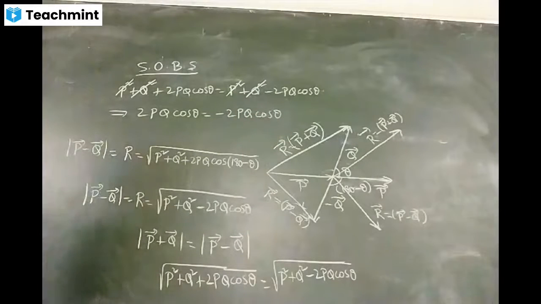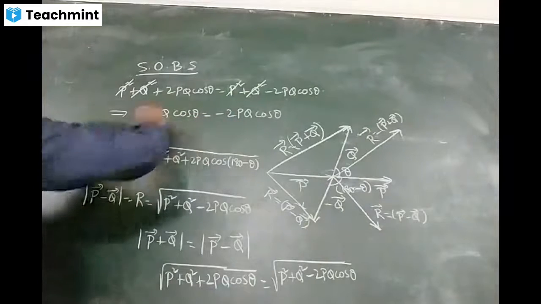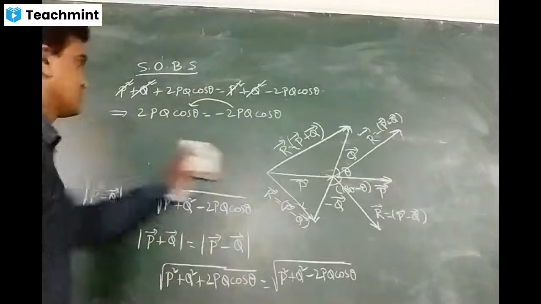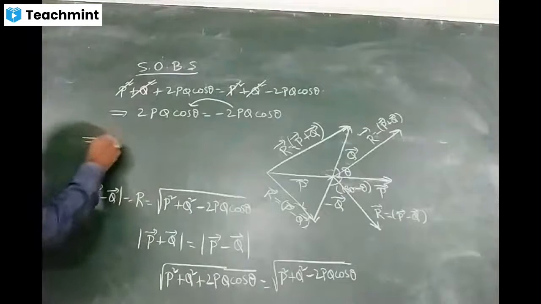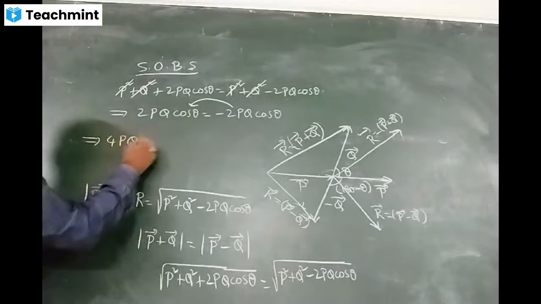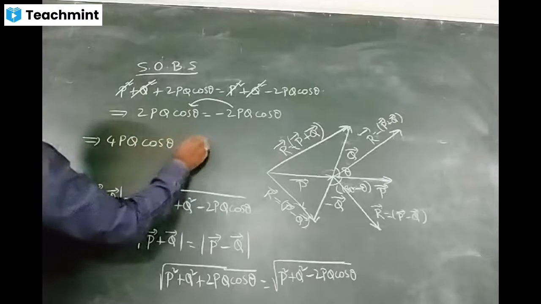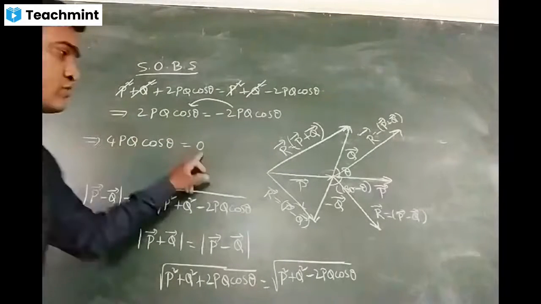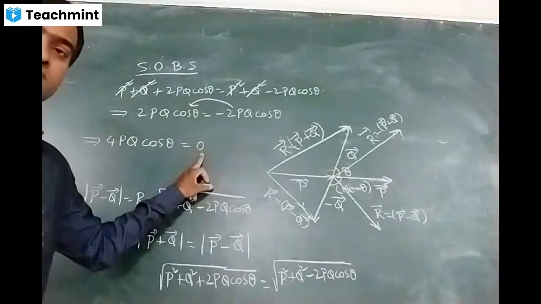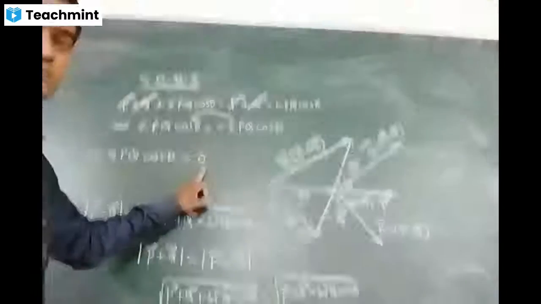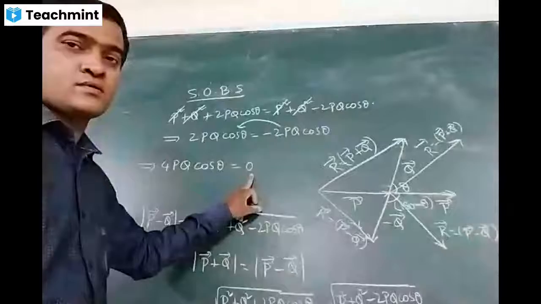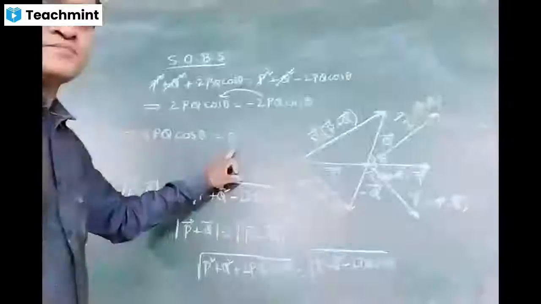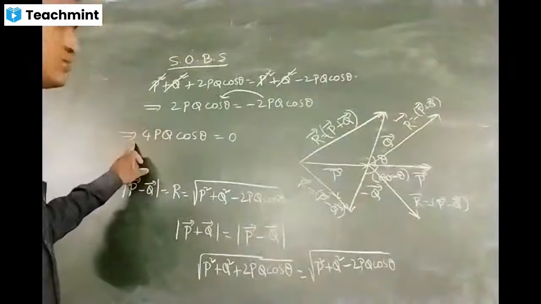Bring this minus 2pq cos theta towards the left side. What will I get? 4pq cos theta equals 0. So cos theta is equal to 0. Can 4 be equal to 0? It is a multiplication, so 0 by 4. But can 4 be equal to 0? No, right? 4 cannot be equal to 0.